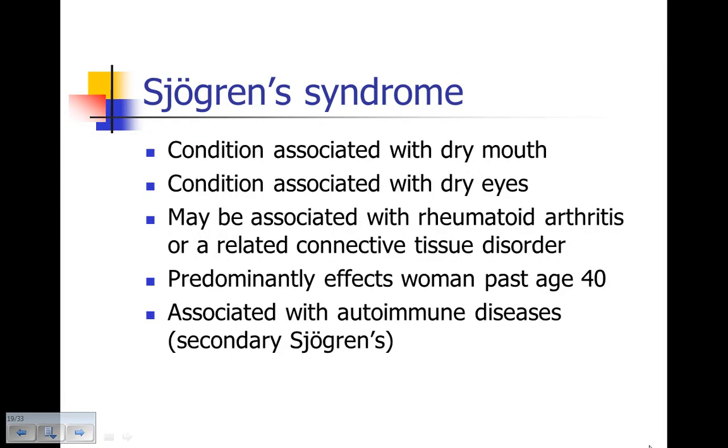And when we talk about Sjögren's syndrome, this medical condition, a systemic condition, the conditions associated with dry mouth and dry eyes, many of the different oral fluids are impacted. The patient may have rheumatoid arthritis or a related connective tissue disorder. It predominantly affects women who are over the age of 40, and they're associated with autoimmune diseases.